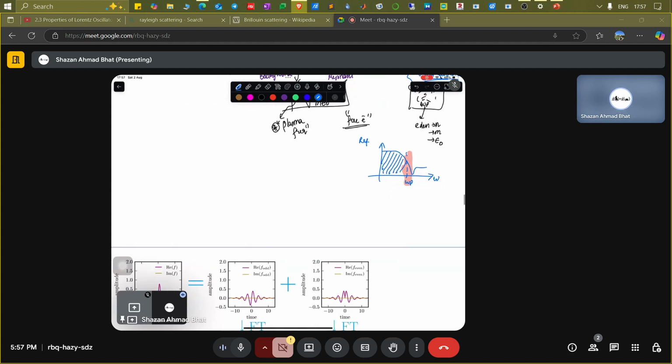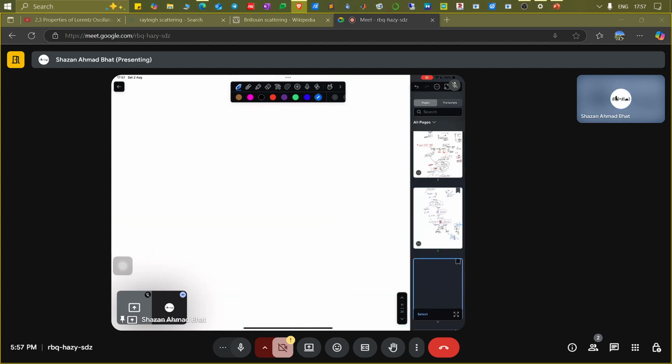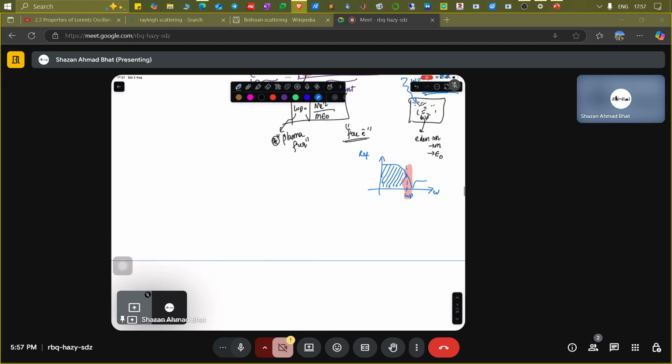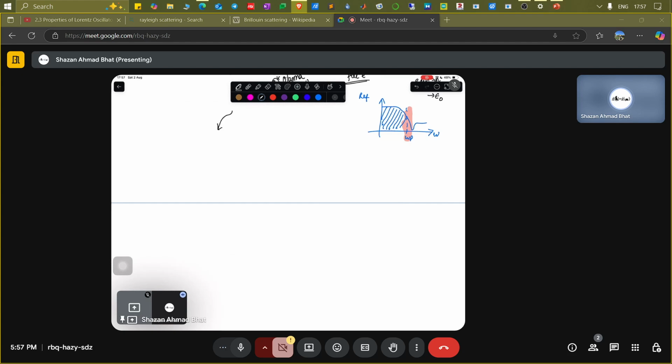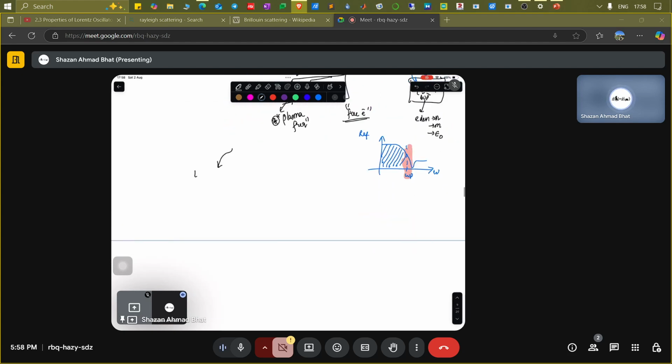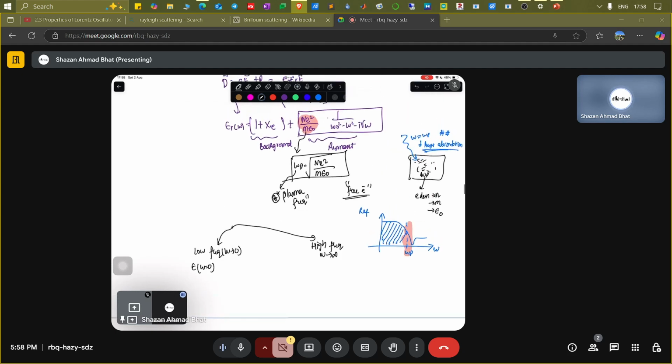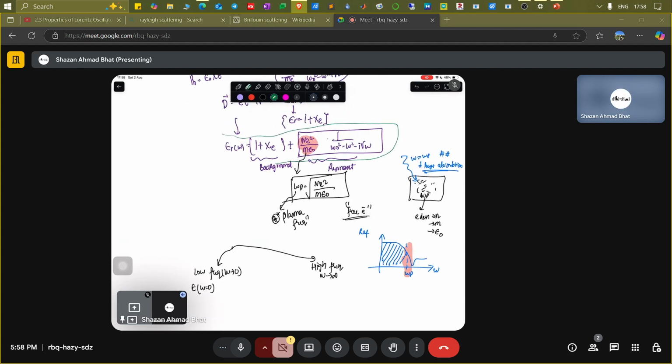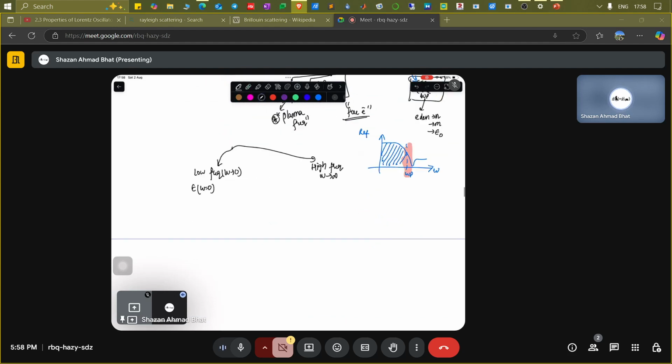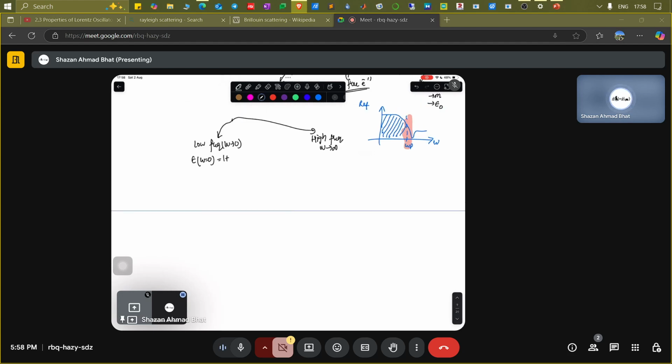Okay, so let's say for example, you can write epsilon of omega for low frequency, that means omega tending to 0. You can have two cases, for low frequency and for high frequency. For high frequency, we will say omega tending to infinity. If you put omega equals to 0 in the above equation, what do you get? You get 1 plus susceptibility plus omega plasma frequency square divided by omega naught square. This is what you get at low frequency.